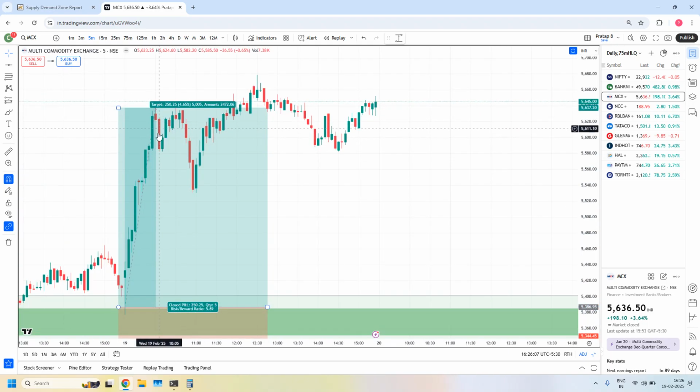This is the first 5-minute supply zone. It took the support. Again it moved from this supply zone, again pushed. This time this demand zone has been violated because it is tested once. But up to here, I'm calculating. Today it has given you 1 is to 6 RR.